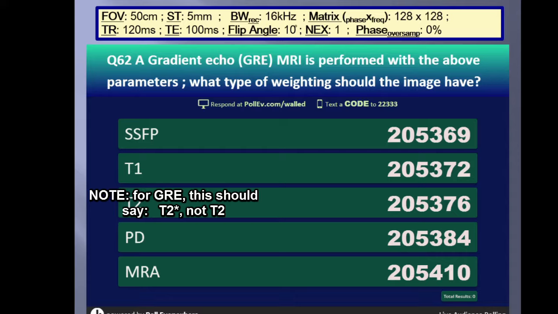The TR is 120. Now we're on a totally different time scale here than spin echo. TE is 100 milliseconds, which is definitely long. And I guess the TR is a little short. All right, so what type of weighting should the image have? SSFP, T1, T2, PD, or MRA? I'm going to think in silence so I can actually figure it out.